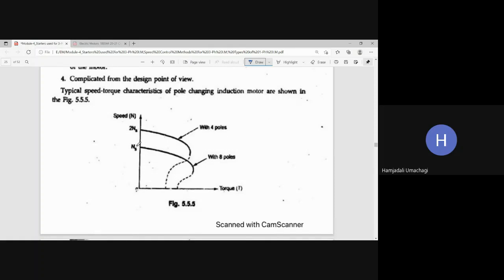If you take ns as 750 rpm for eight poles, then for four poles the speed will be double of 750, that is 1500 rpm. Because of that, here we write it as two times ns. For four poles we get double speed, and for eight poles we get half of that, that is ns. Sorry, two times ns is 1500 rpm and ns is 750 rpm. So this is all about multiple stator winding.